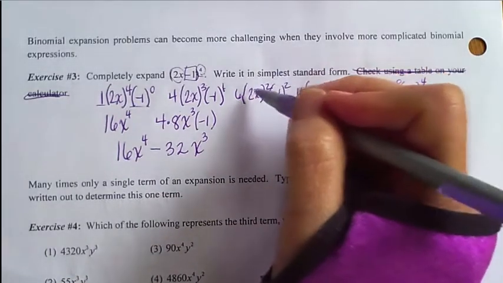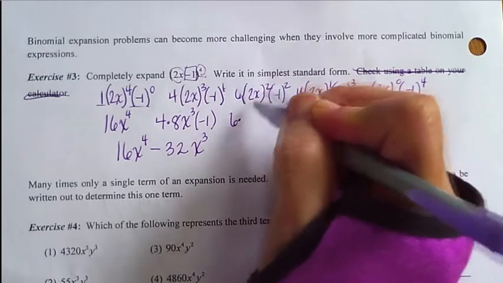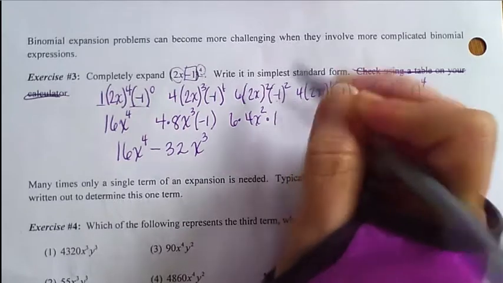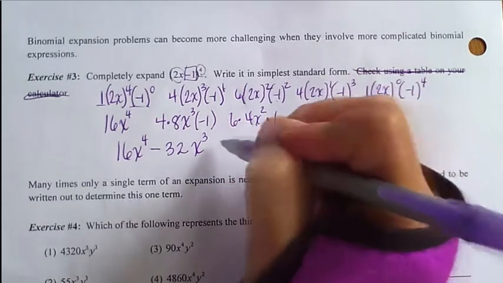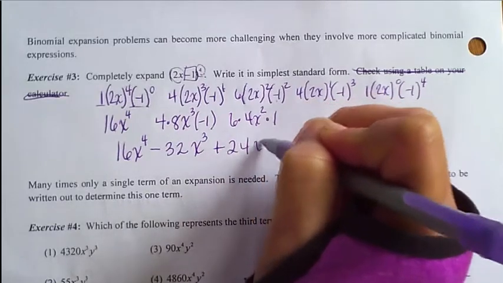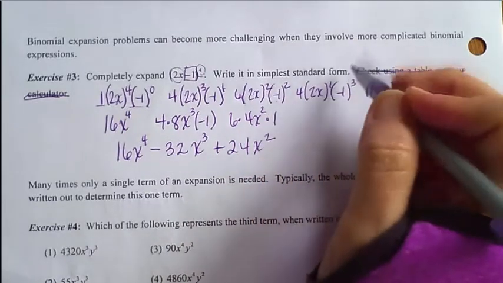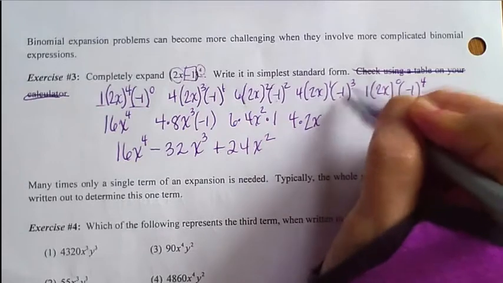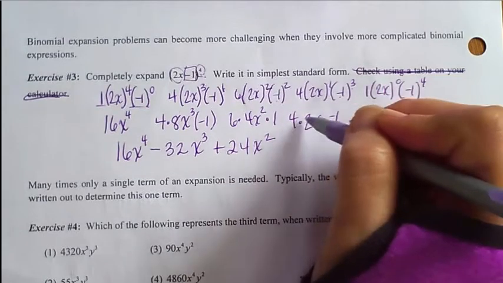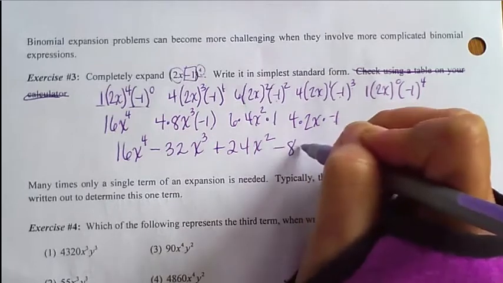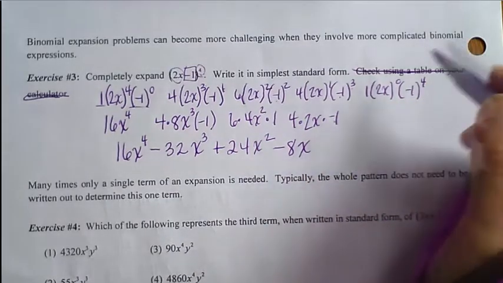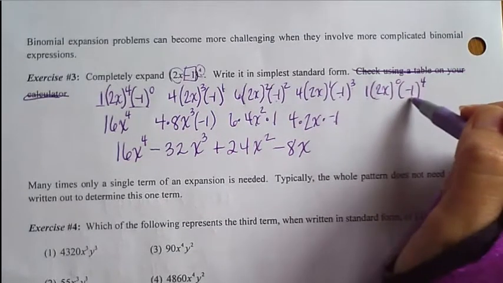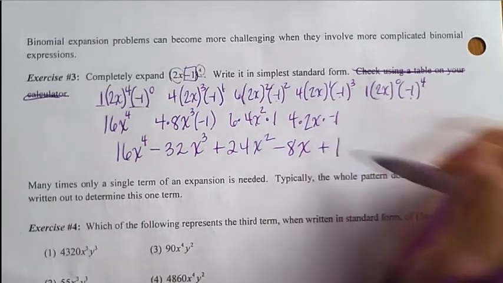Now for my next term, I have 6 times 2x all squared, which is 4x squared, times negative 1 squared, which is positive 1. Cleaning it up, 6 times 4 times 1 is positive 24, and I have x squared. My next term, I have 2x to the 1st, which is 2x, times 4, times negative 1 cubed is negative 1. 4 times 2 times negative 1 is negative 8, and I still have that x. And for my last term, I have 1 times 2x all to the 0, which is also 1, times negative 1 to the 4th, which is positive 1.